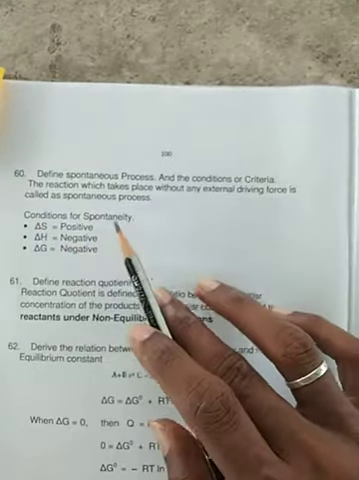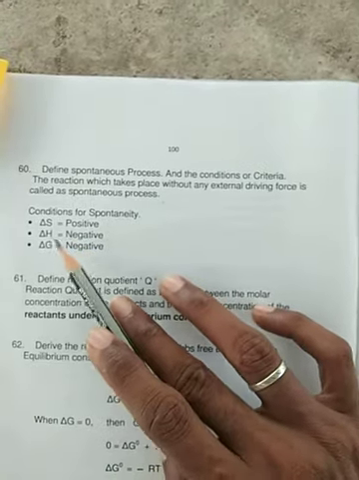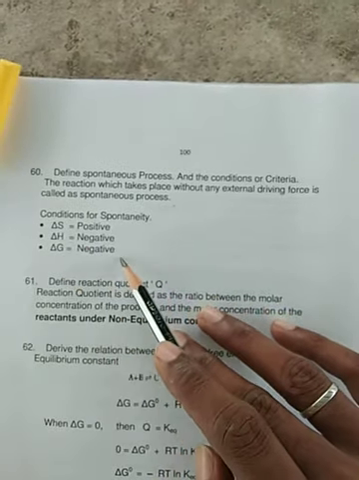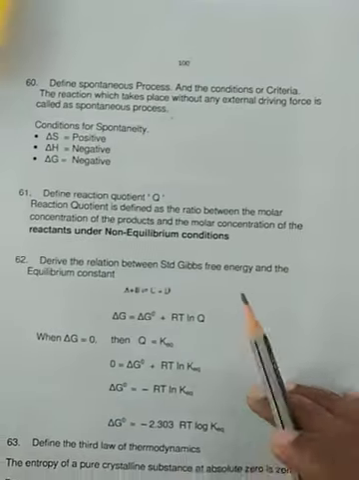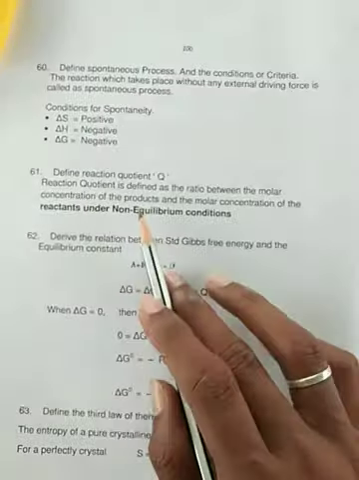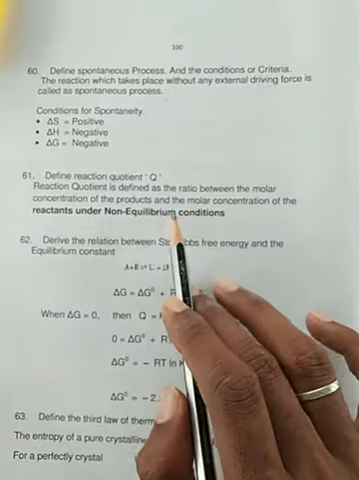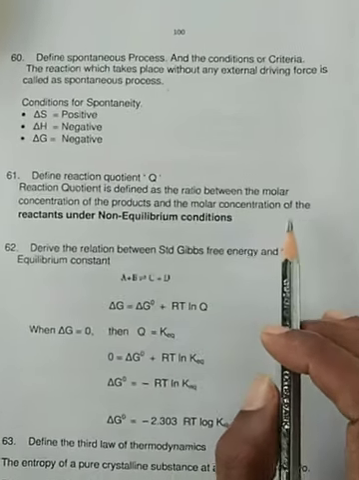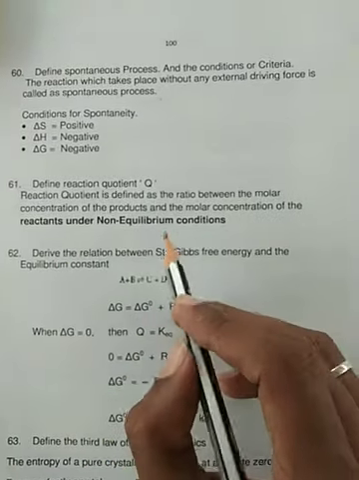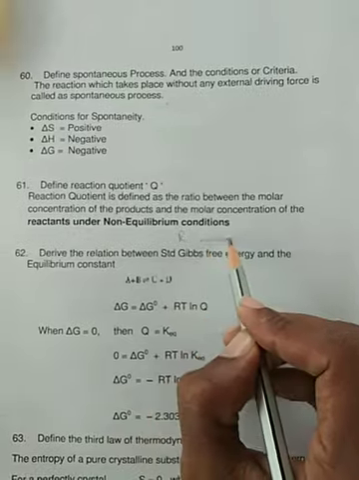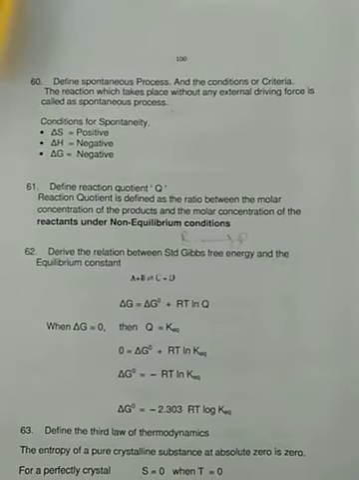So based on the spontaneity conditions, delta S, the entropy, is positive, delta H is negative, and delta G is negative for a spontaneous process. Next, the reaction quotient, very important for marks. What is the reaction quotient? It is defined as the ratio between the concentration of the products and the molar concentration of the reactants under non-equilibrium conditions. For example, reactant gives product under non-equilibrium conditions, based on the reactant and product.